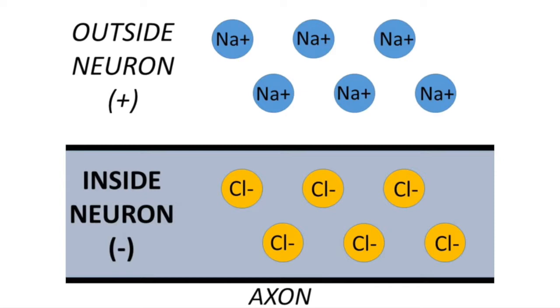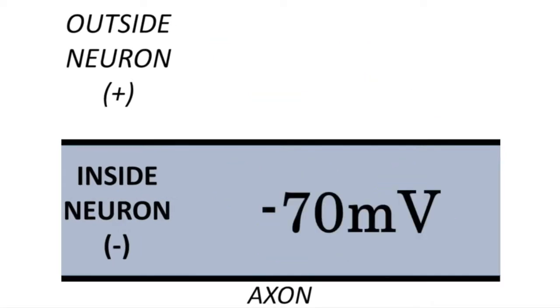So when a neuron is at rest, when it's not firing, polarization is typically around negative 70 millivolts. This means that there's about 70 millivolts more negativity inside of the neuron than there is outside of the neuron, and we call this value, this negative 70 millivolts, the resting potential of a neuron. So what happens to cause a neuron to fire?